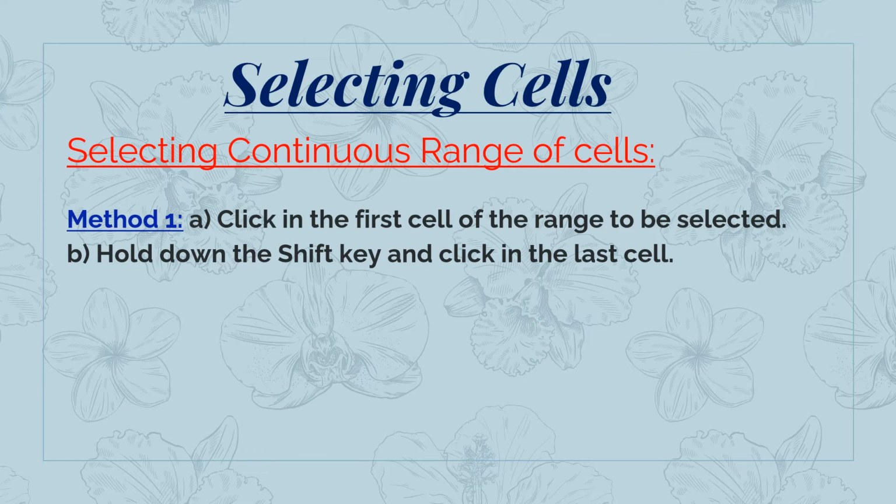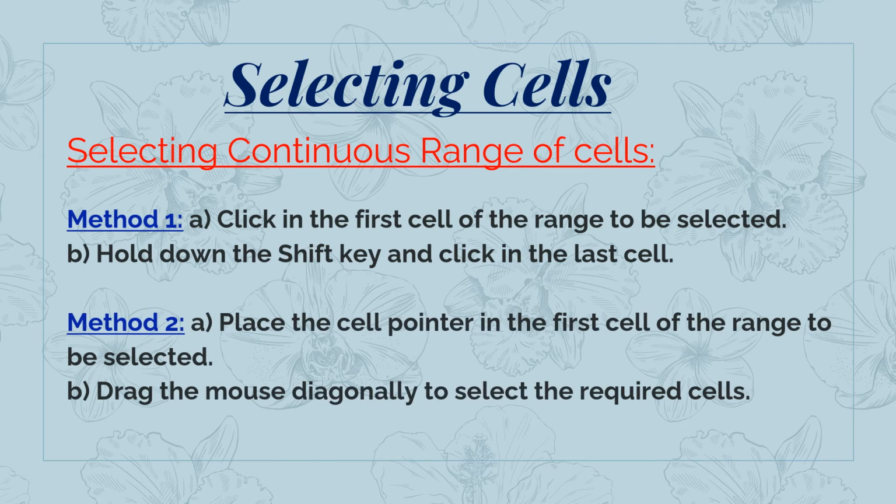Second method to select the continuous range of cells is that you need to place the cell pointer in the first cell of the range that you want to select. After that, you can drag the mouse diagonally to select the required cells from your worksheet. Clear?